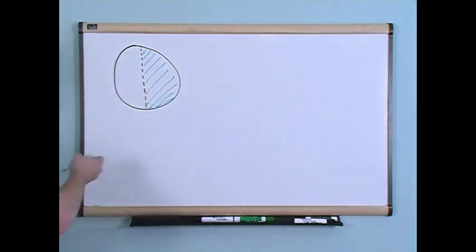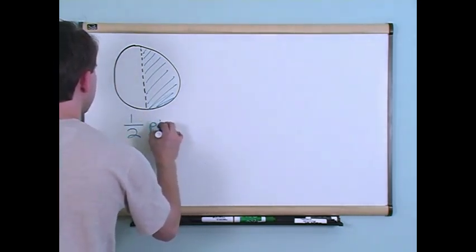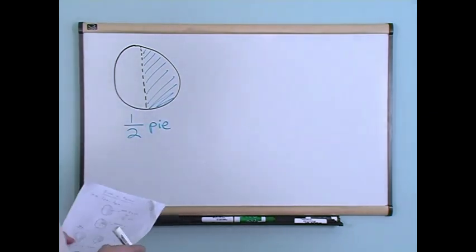okay? How much have I taken away? This is 1/2 of a pie because I've taken one piece away out of a possible 2 pieces. That's 1/2 of the pie, okay? Now, hold that in your brain. We're going to talk about this for a second.